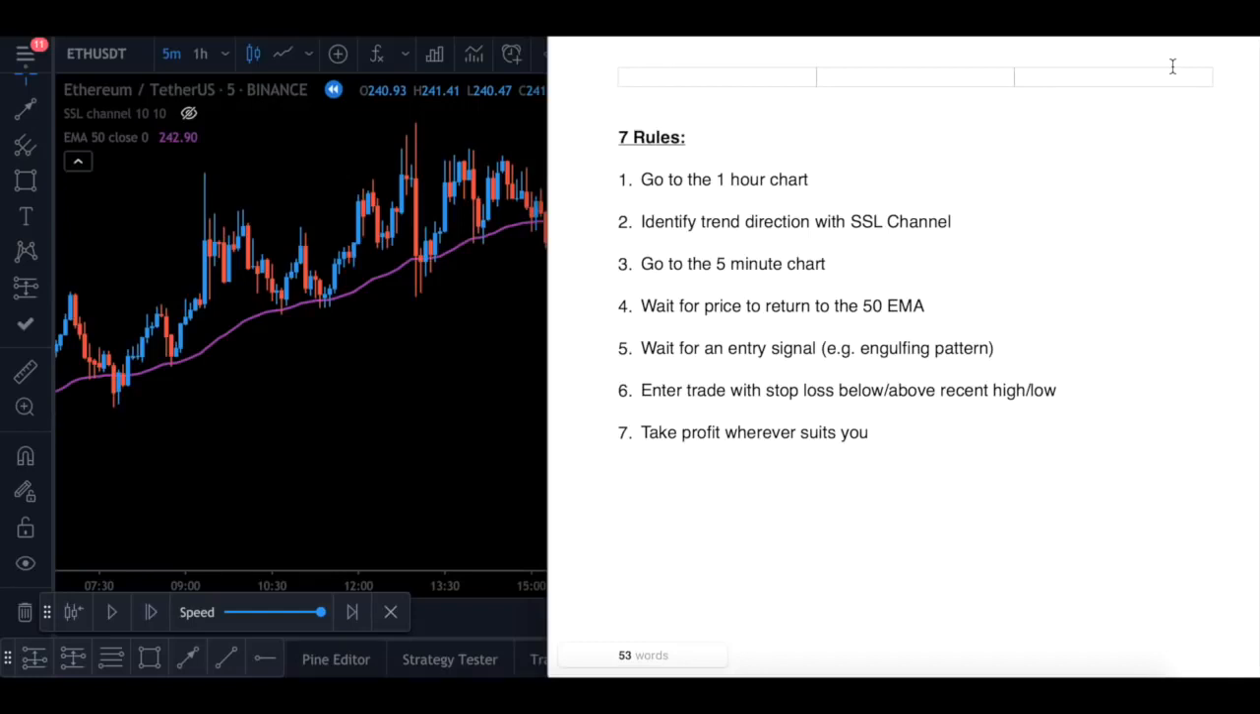You need these rules, good risk management and good money management, and I promise you, if you follow those 3 things and these 7 steps, you'll be well on your way to be a successful trader, whether that's in cryptocurrency, stocks, forex, whatever. This will work.